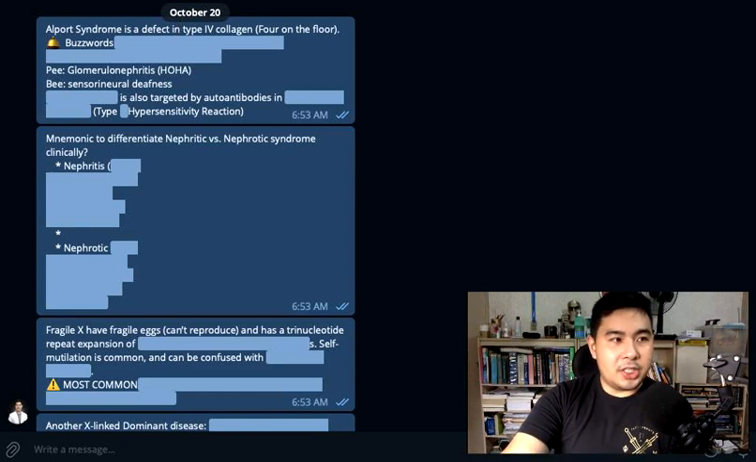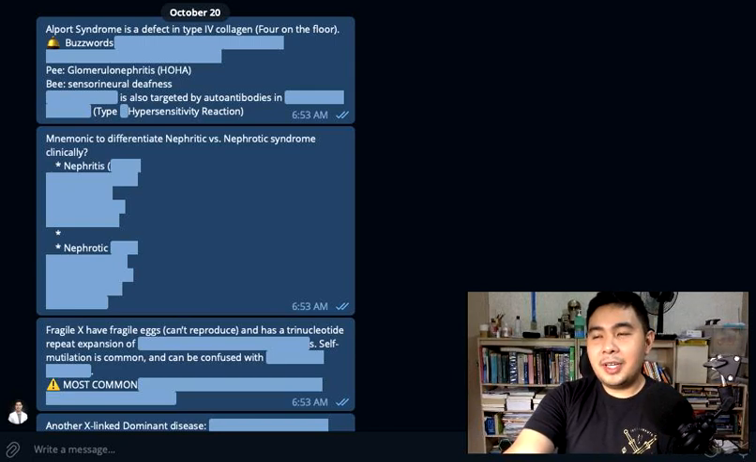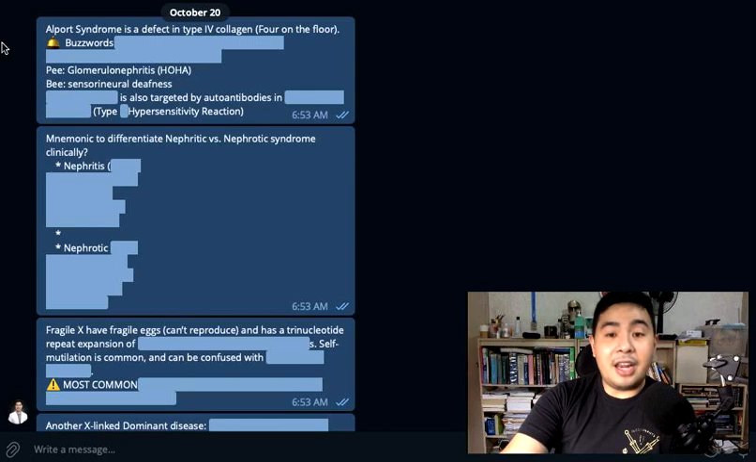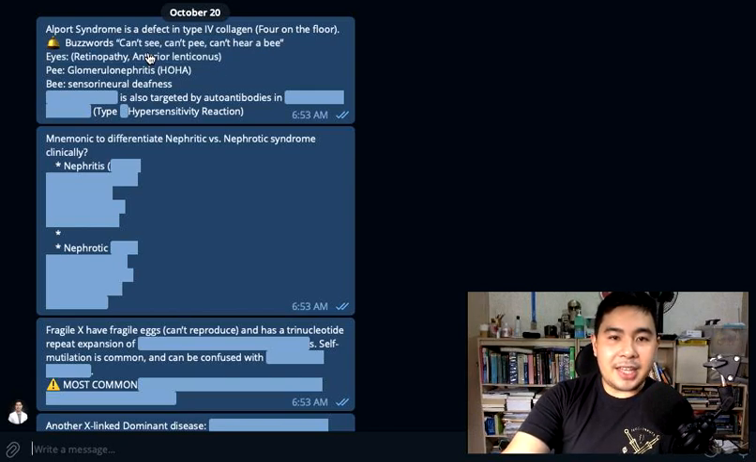What are the buzzwords associated with Alport syndrome? So again, a lot of these pearls are from First Aid for the USMLE. This has been my go-to book ever since second year med school because it really has all of the high yield concepts and mnemonics that are relevant for exams. Okay, so what's the buzzword for Alport syndrome? This would be can't see, can't pee, can't hear B.